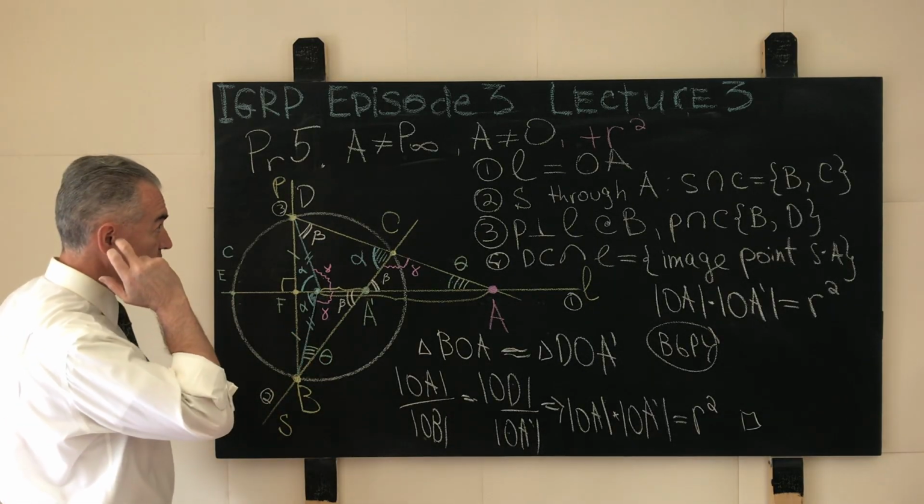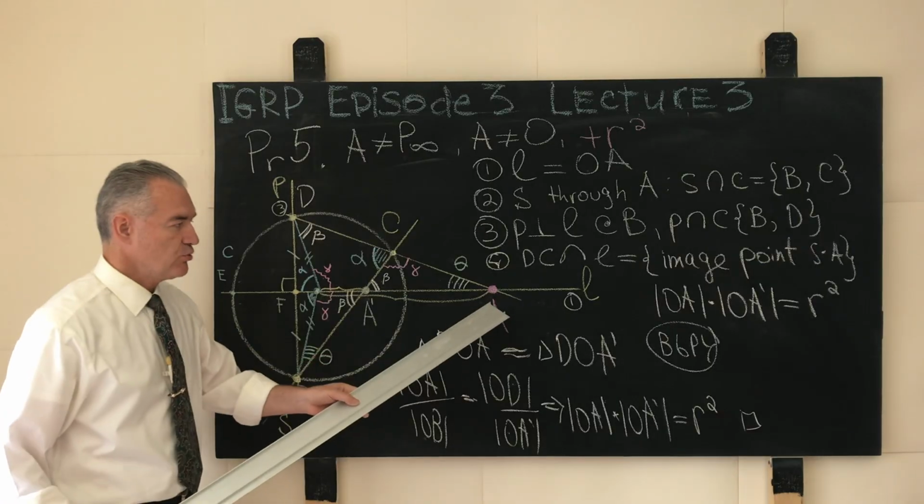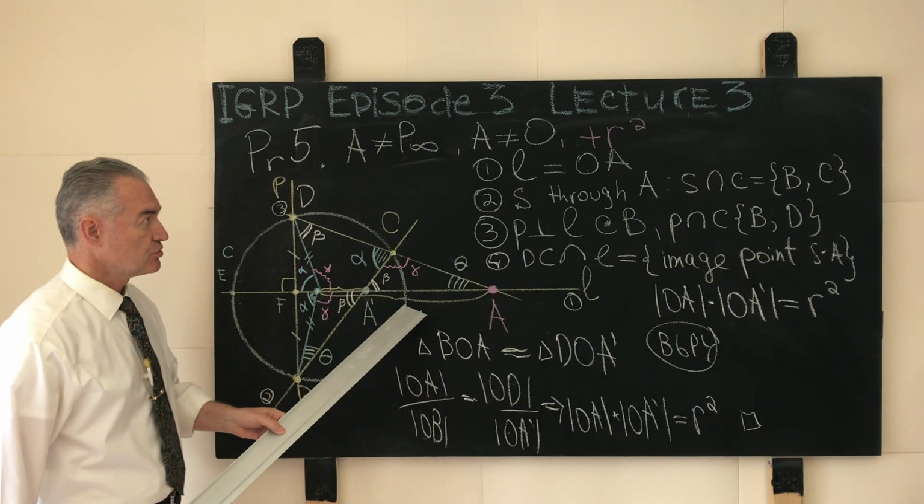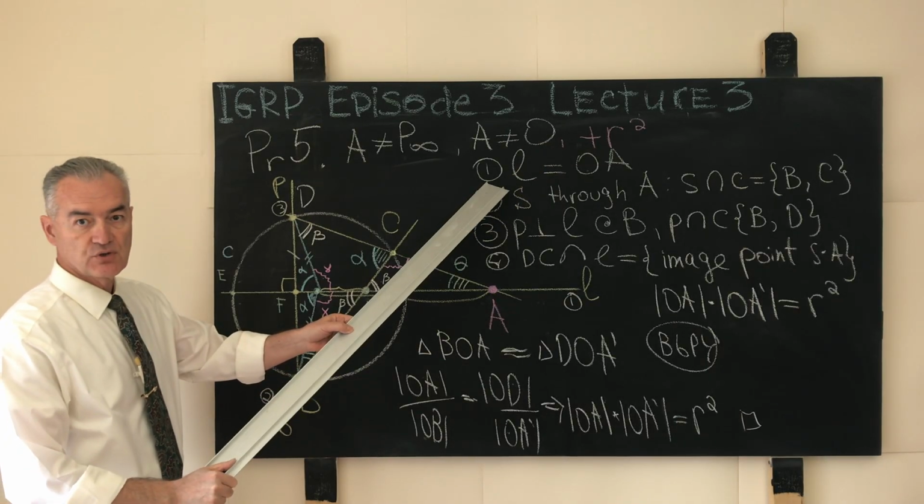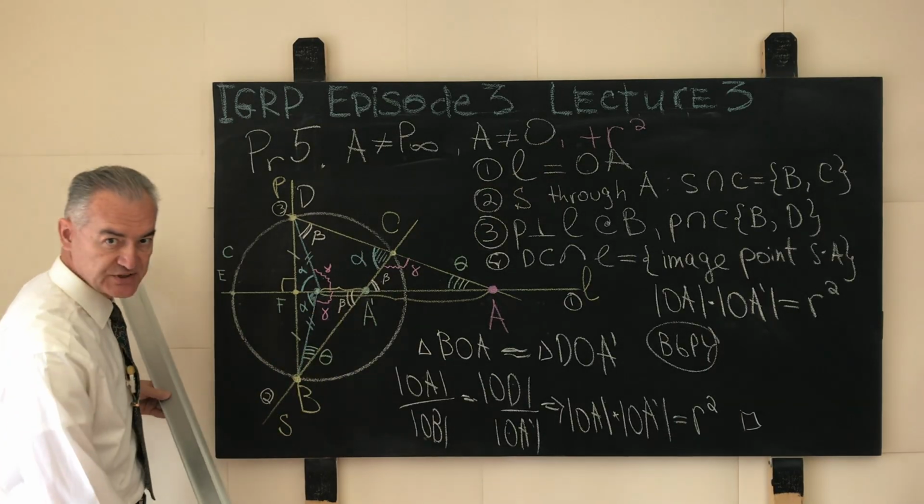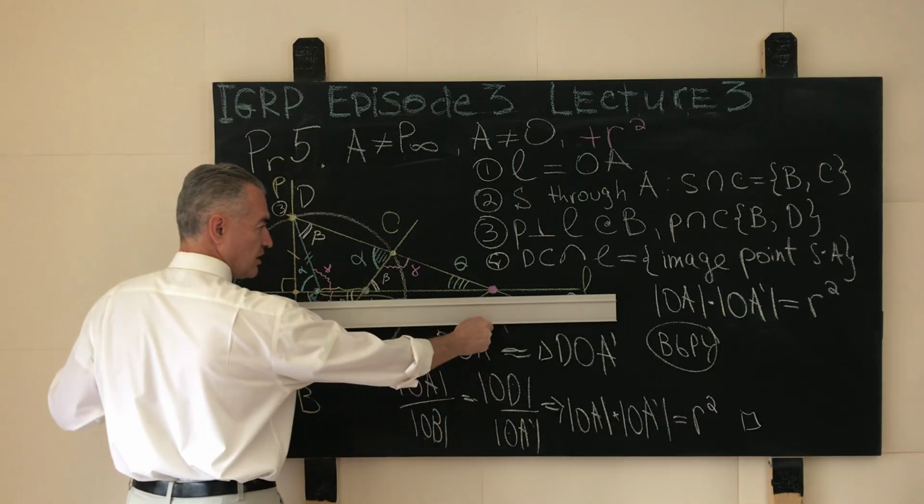Well, let's think about it. When the point A is located outside of the circle of inversion on the positive power of inversion, the first step was to construct the straight line L through the center of inversion and the pre-image. Boom.